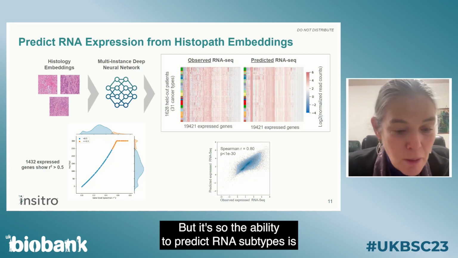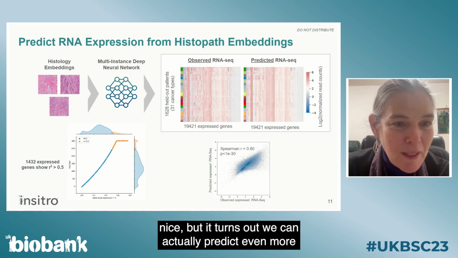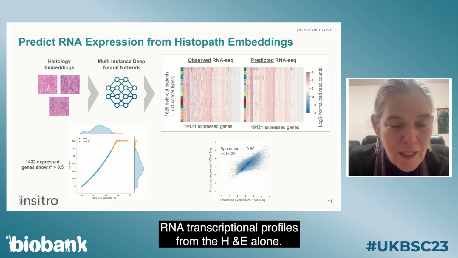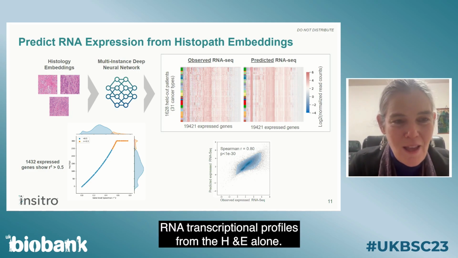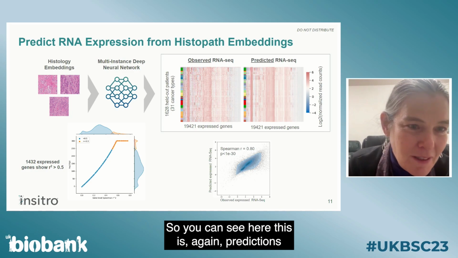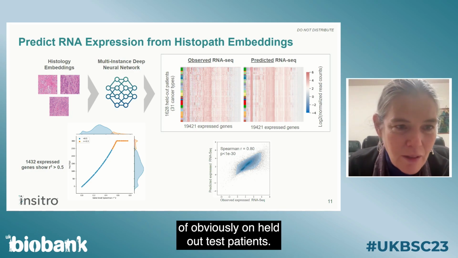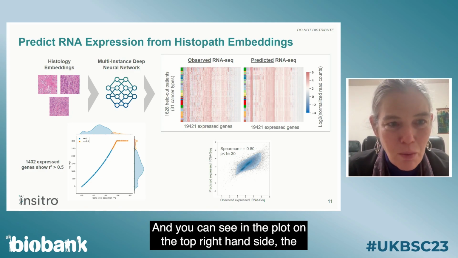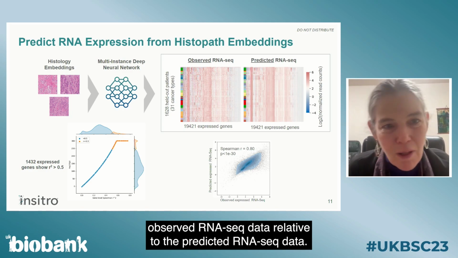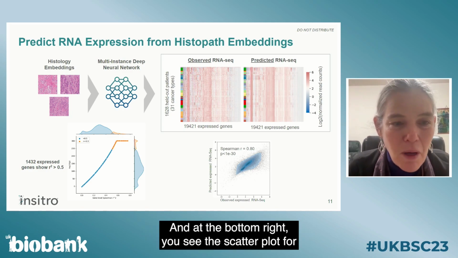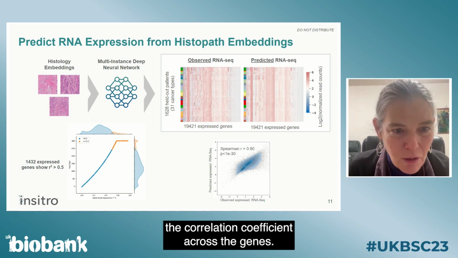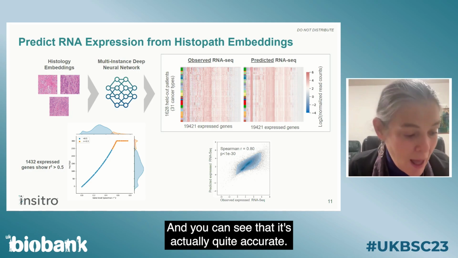The ability to predict RNA subtypes is nice, but it turns out we could actually predict even more than just RNA subtypes. What you see here is the ability to predict actual RNA transcriptional profiles from the H&E alone. These are, again, predictions on held out test patients. Each row is a patient, each column is a gene, and you can see in the plot on the top right-hand side the observed RNA-seq data relative to the predicted RNA-seq data, and at the bottom right the scatter plot for the correlation coefficient across the genes, and you can see that it's actually quite accurate.